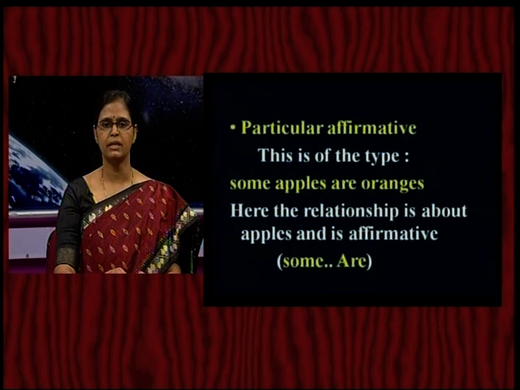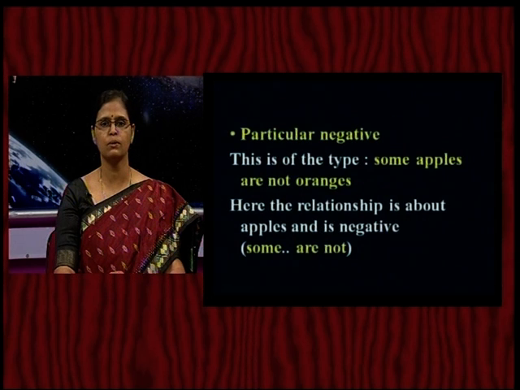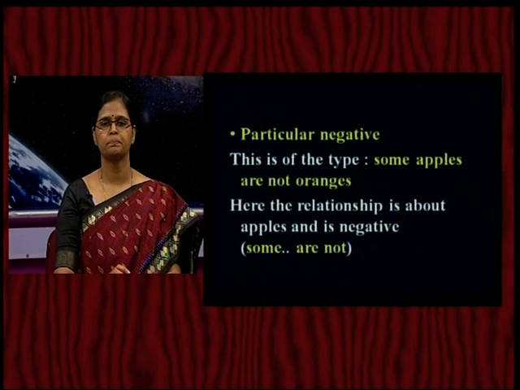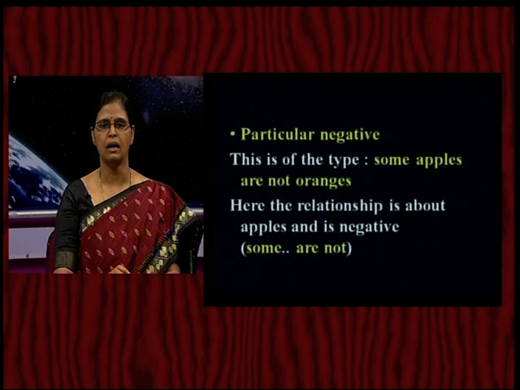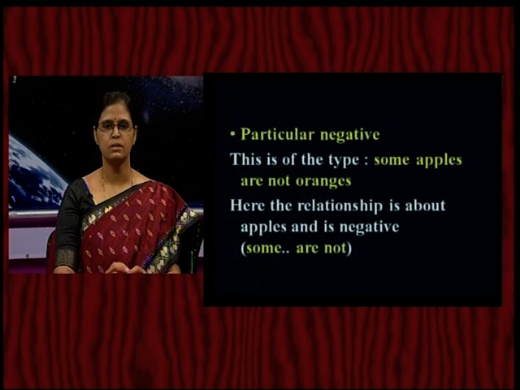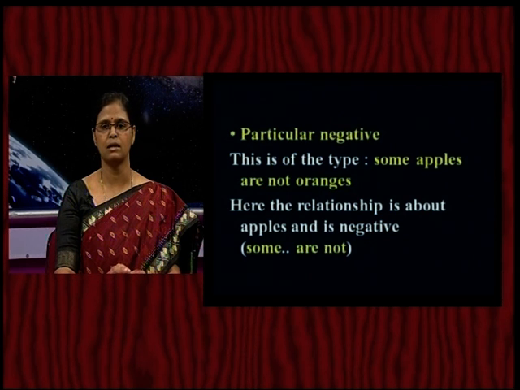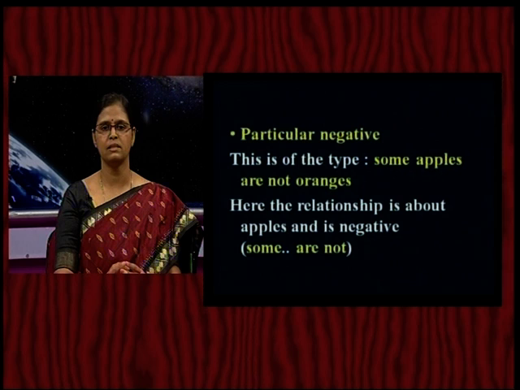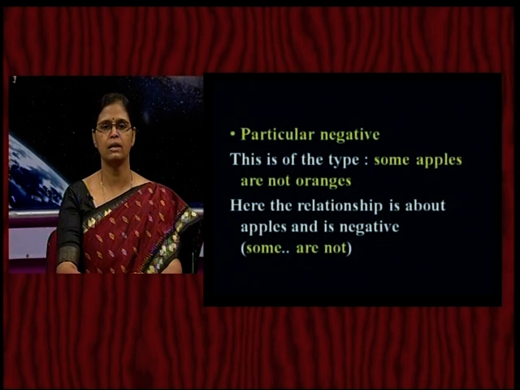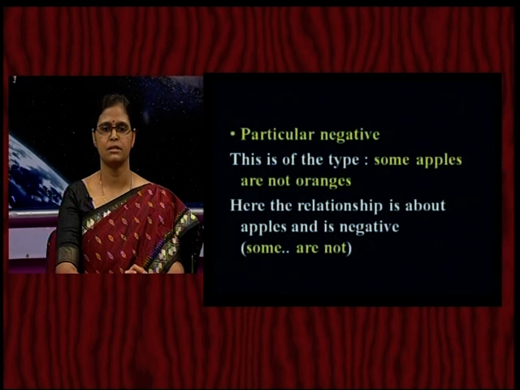Now, similarly, how does a particular negative statement look? Some apples are not oranges. Again I am referring to some apples, not the entire set of apples. It is not all, it is some. So I call it particular, and because I am using the word "not", apples are not oranges, it is negative. Statements of the form some apples are not oranges, we call particular negative statements.